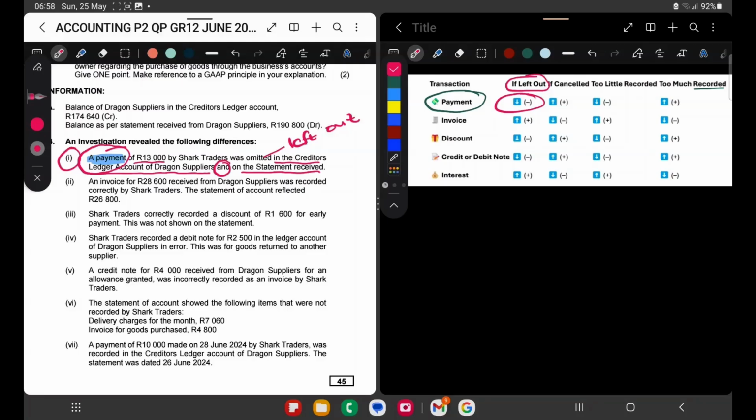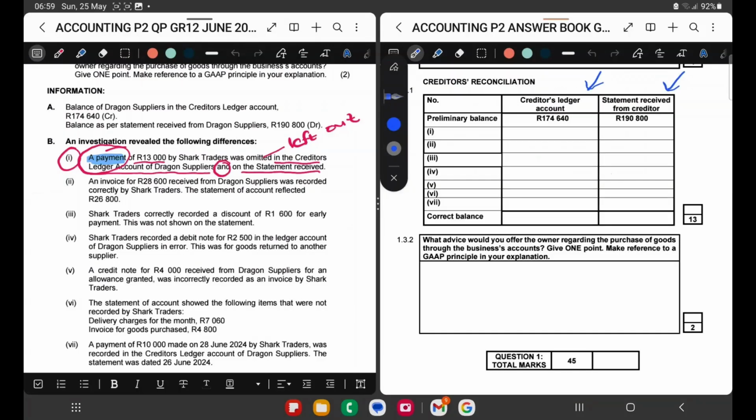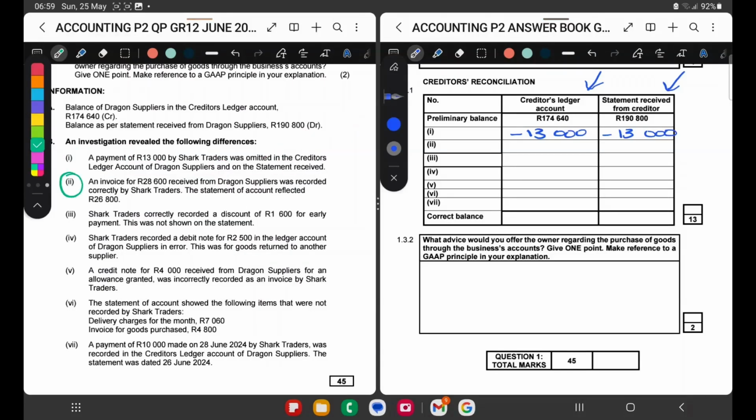So I'm going to go back to my answer book and let's minus the amount. So adjustment number 1, we have to minus the 13,000 because a payment was left out. And on the statement, we're going to minus the 13,000 because the mistake was on our side and on the supplier side. Adjustment number 2 says an invoice of 28,600.